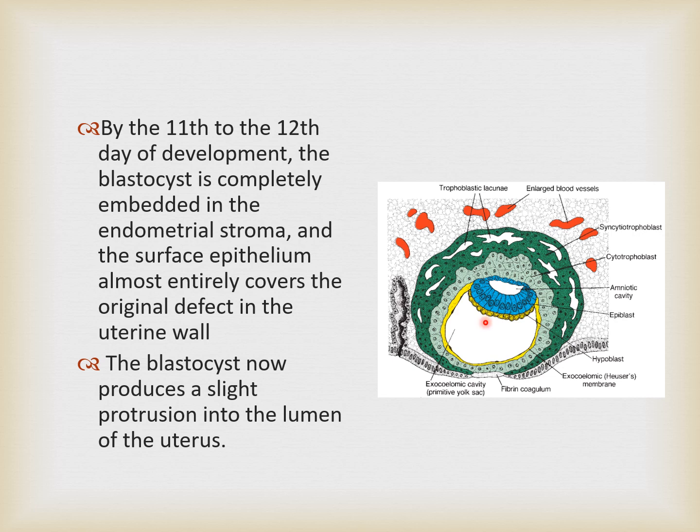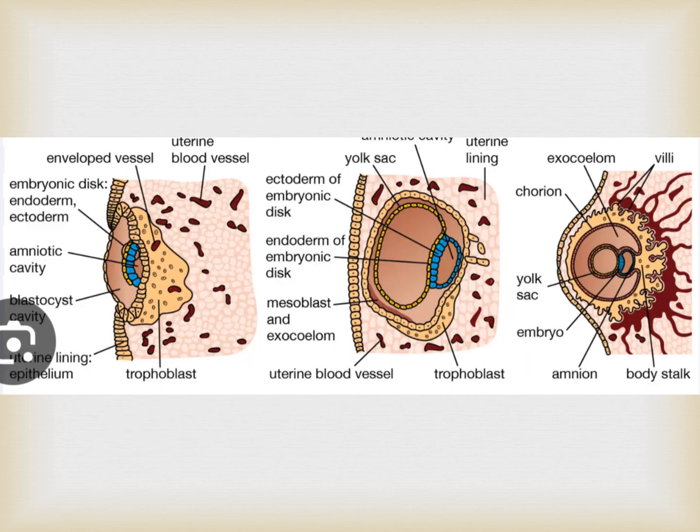By the 11th to 12th day of development, this blastocyst is completely embedded in the endometrium, and the surface epithelium covers the original defect. This blastocyst produces a slight protrusion. Here you can see this is the endometrial tissue, this is the blastocyst. Now here it is embedding. In this diagram it is completely embedded and the defect is closed. Later on there is a small bulge in the endometrium because of the embedding of the blastocyst.